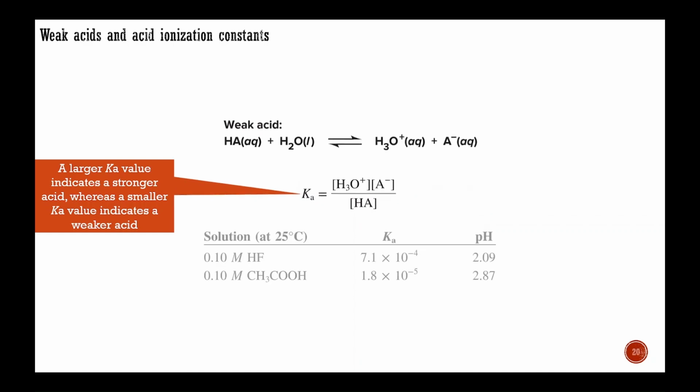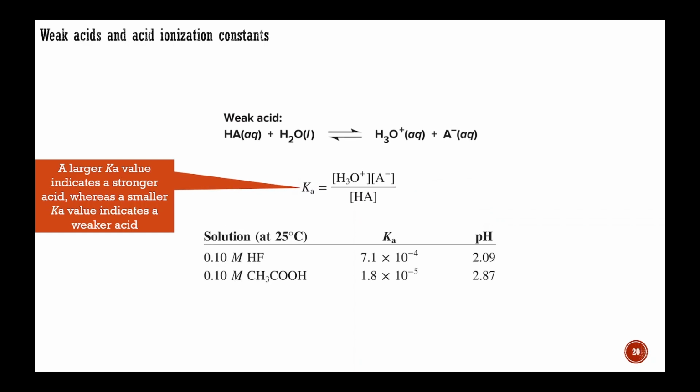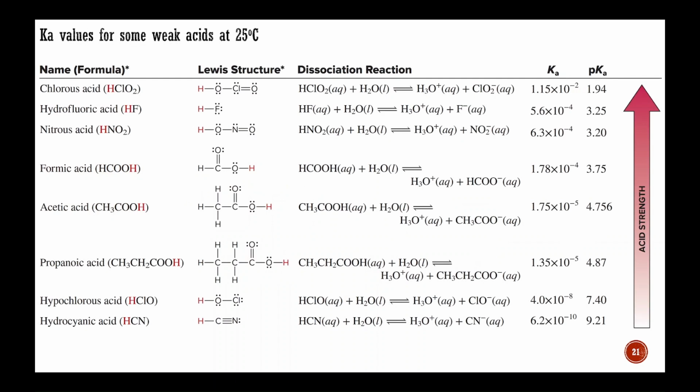For example, acetic acid and hydrofluoric acid are both weak acids, but hydrofluoric acid is stronger, as evidenced by its larger acid ionization constant. In other words, solutions of equal concentration of the two acids do not have the same pH. Compared to acetic acid, the pH of a hydrofluoric acid solution will be lower. This table shows the structural formulas, conjugate bases, and acid ionization constant values for several weak acids.